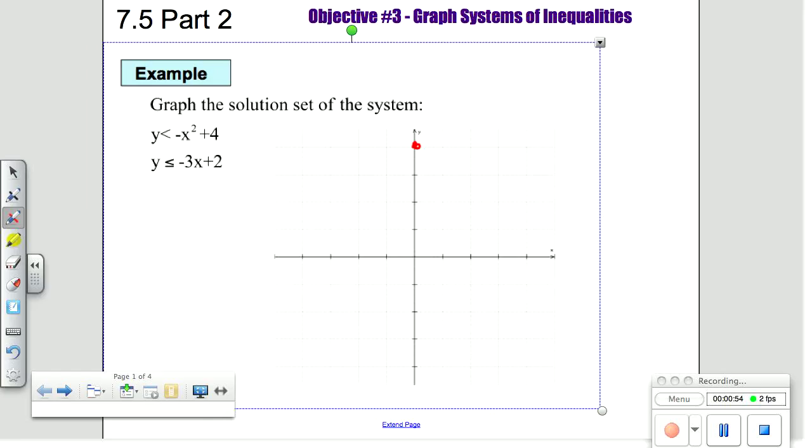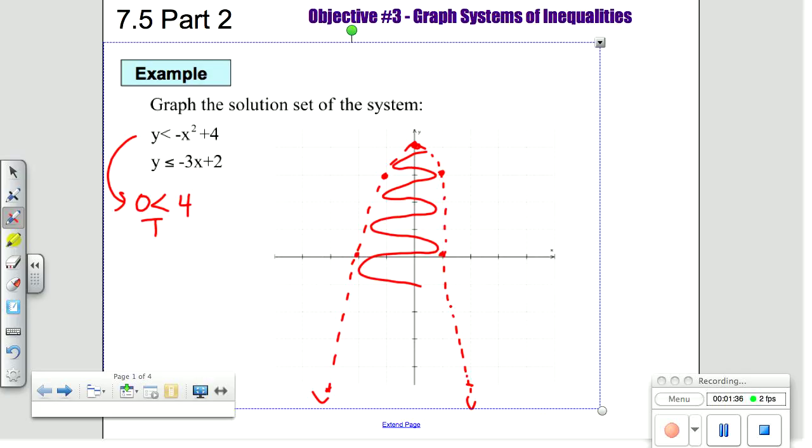So we'll go ahead and graph that. And it was a dashed line, so we'll go ahead and get that one dashed in. So this is that parabola from yesterday. And remember, when we tested the point 0, 0, we got 0 is less than 4, which was true. So we shade inside the parabola.